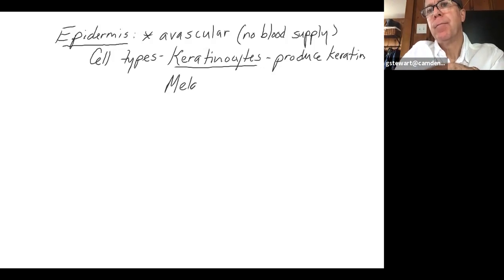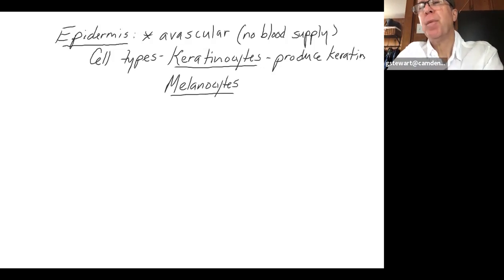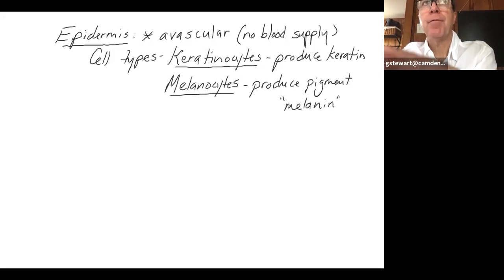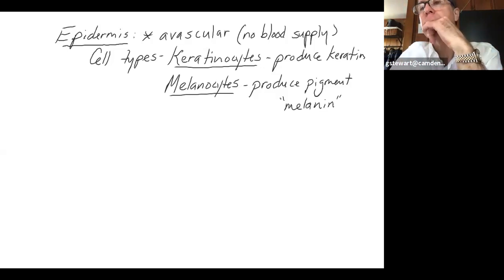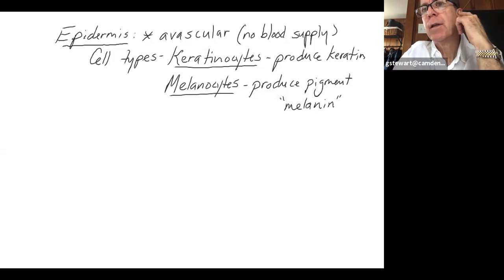Melanocytes are cells that produce the pigment melanin. That's what gives our skin its color. We all have melanocytes. I'm from Northern European descent. My parents were both from Scotland, so I have pale skin, which is bad when I go out into the sun. And so I have melanocytes, but they're not very active. They don't produce a lot of melanin.